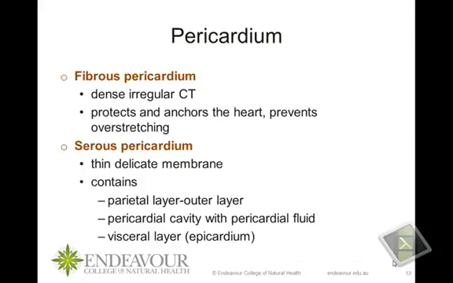So staying with the pericardium, I've already mentioned that the very outer part of the pericardium is called the fibrous pericardium. It's made of very dense, irregular connective tissue that helps to anchor the heart in position and helps to protect it, and also helps to prevent overstretching of the heart. Whereas the serous pericardium is a very delicate membrane. It contains a parietal layer, which adheres to the fibrous pericardium, and then a visceral layer that adheres to the heart itself. The space between contains serous fluid or pericardial fluid. This fluid enables the heart to beat in a frictionless environment.